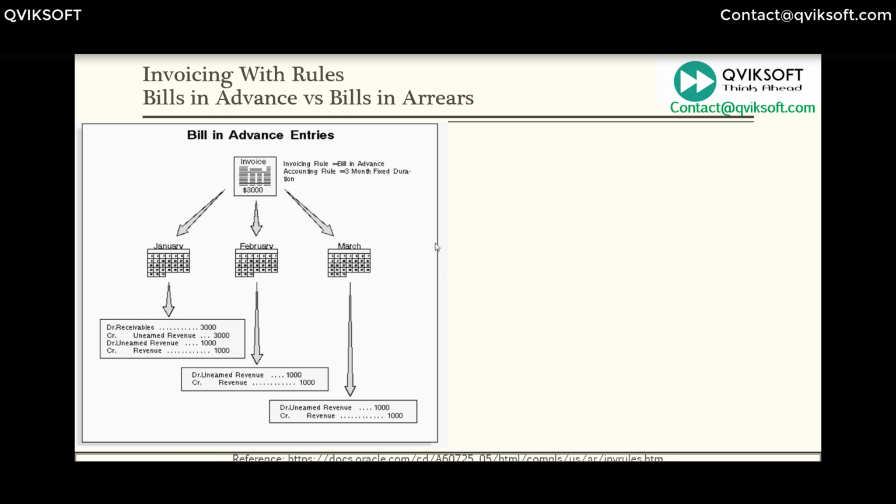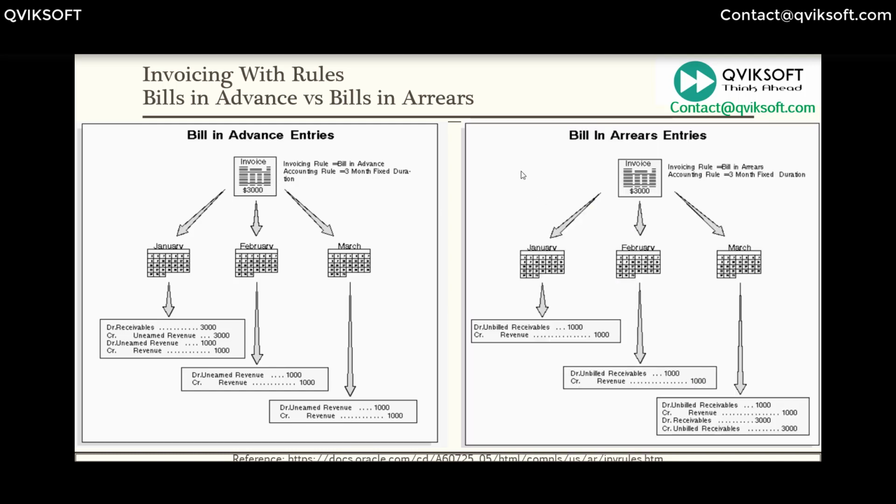Now, this is bills in advance. Let's look at bills in arrears, where I'm going to bill later. Same example, the invoice is 3000, but my invoicing rule is bills in arrears; the previous example was bills in advance. The accounting rule is still the same. So I have Jan, Feb, March.